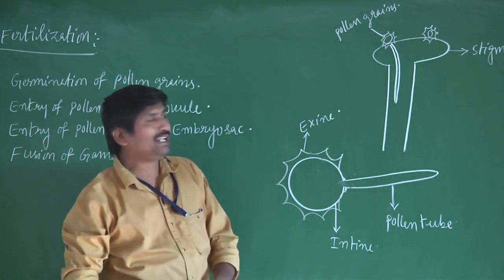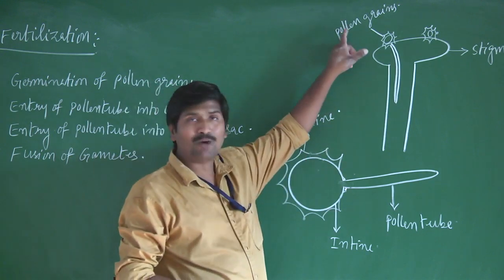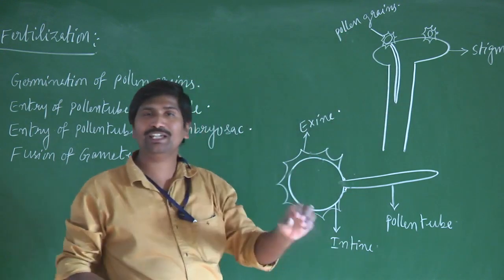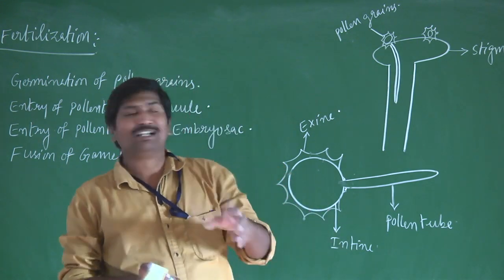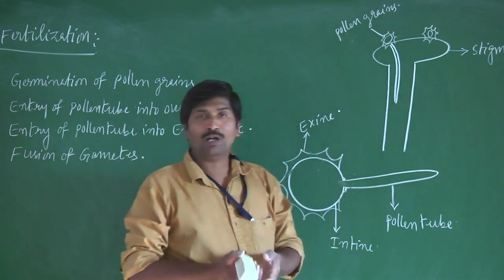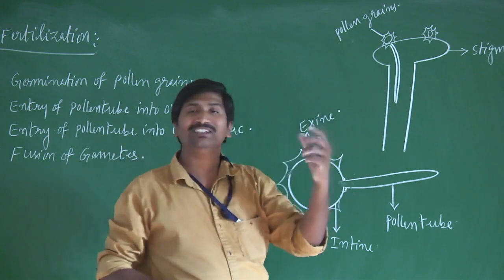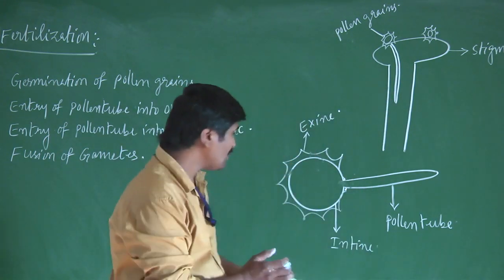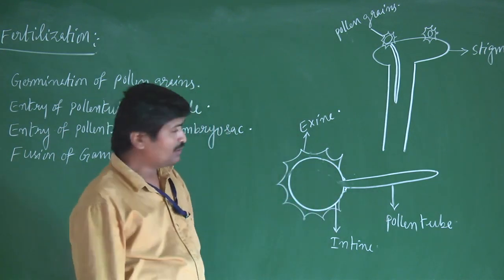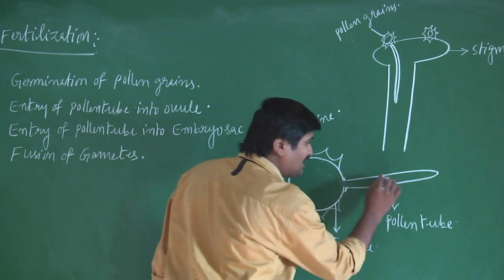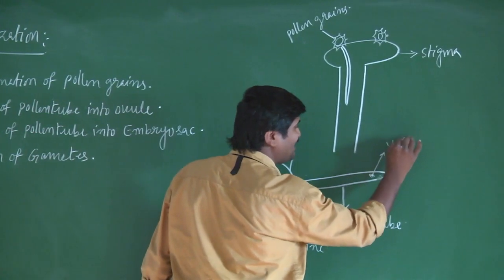Many compatible pollen grains land on the stigmatic lobe, but only one pollen tube finally enters into the ovary. It is very important. Many compatible pollen grains land on the stigmatic lobe, but only one pollen tube enters into the structure of the ovary. See here, this is the pollen tube. This pollen tube contains the vegetative nucleus.